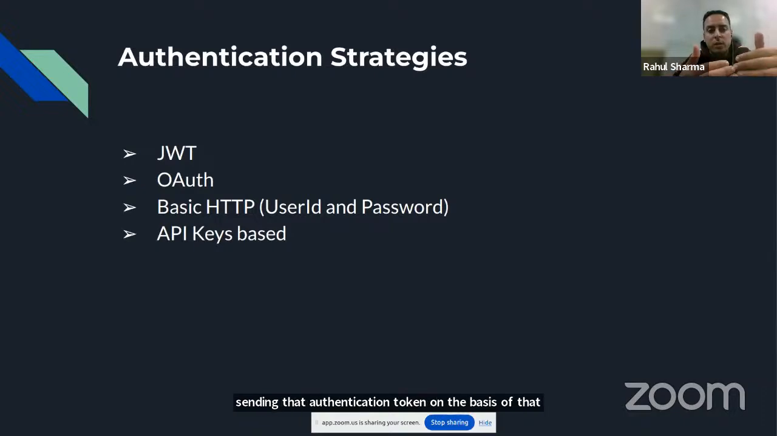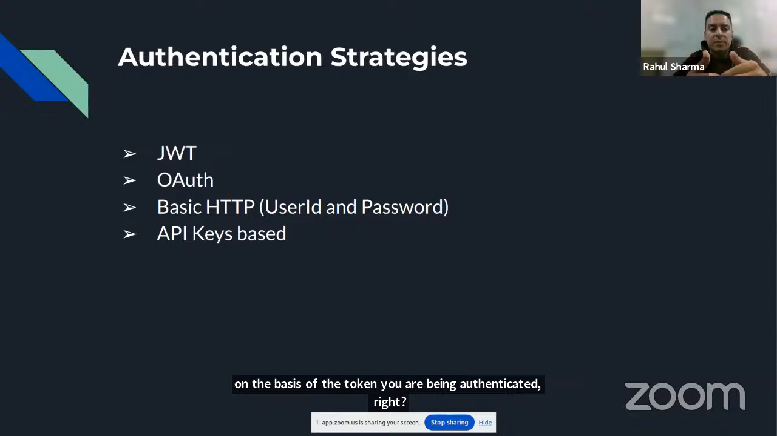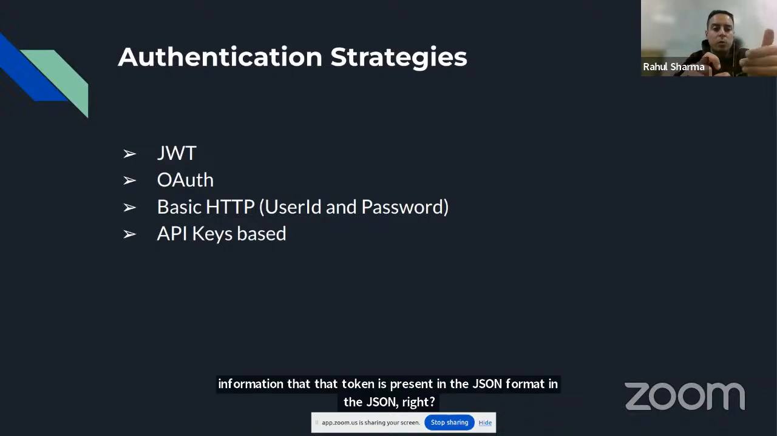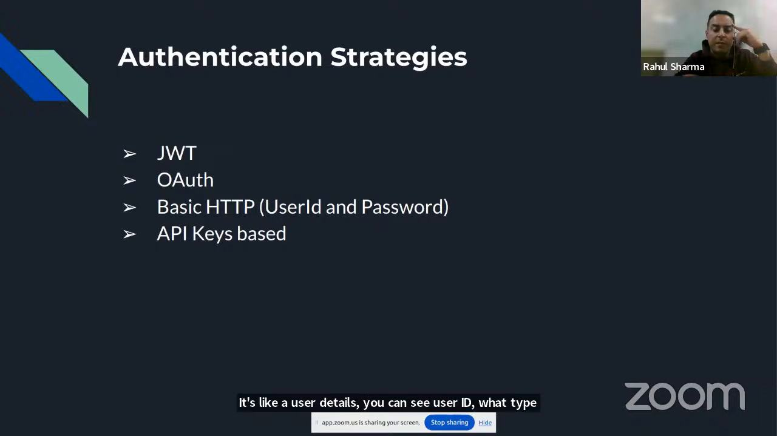There are certain strategies present in the market. Most people right now are using JWT, the JSON Web Token strategy. Herein we share a token, and all the information of that token is present in JSON format: user details, user ID, what type of user, user roles, and everything is present in the JSON packet. The other one is the auth mechanism.